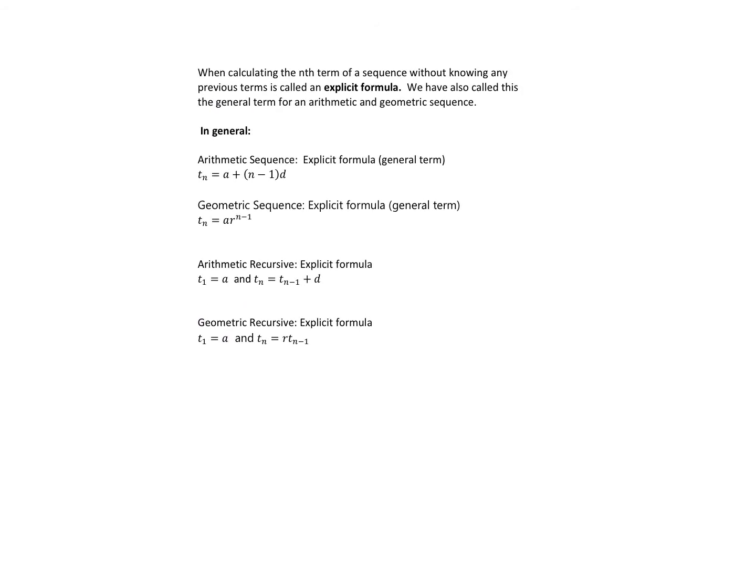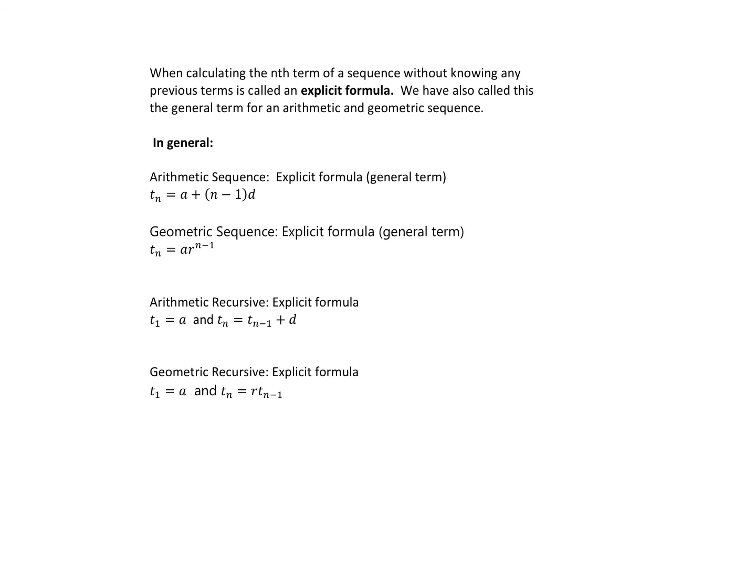In general, when calculating the nth term of a sequence without knowing any previous terms, this is called an explicit formula. We have also called this the general term. For an arithmetic sequence, the explicit formula, or the general term, is t sub n equals the first term plus n minus 1 times the common difference. In a geometric sequence, it is t sub n equals the first term multiplied by the common ratio, n minus 1 times.